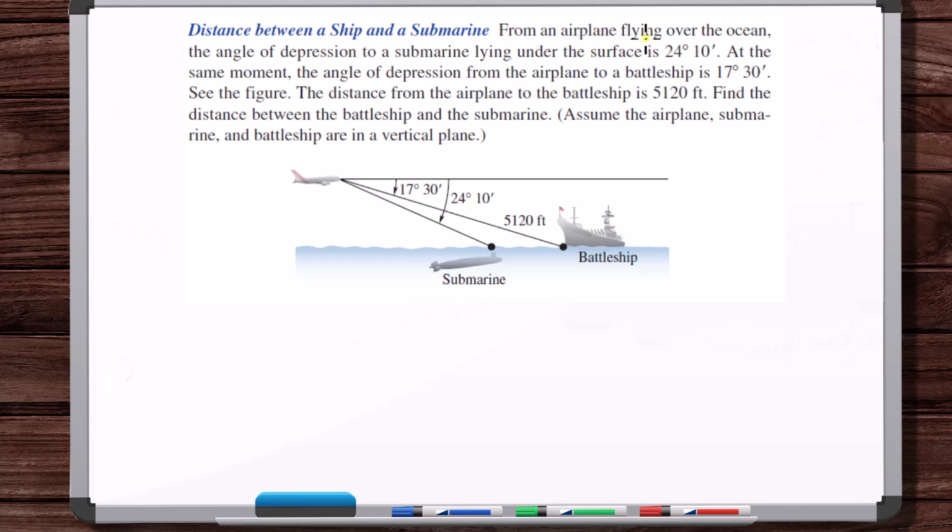From an airplane flying over the ocean, the angle of depression to a submarine lying under the surface is 24 degrees 10 minutes. At the same moment, the angle of depression from the airplane to a battleship is 17 degrees 30 minutes. The distance from the airplane to the battleship is 5,120 feet. Find the distance between the battleship and the submarine. Assume the airplane, submarine, and battleship are all in a common plane.